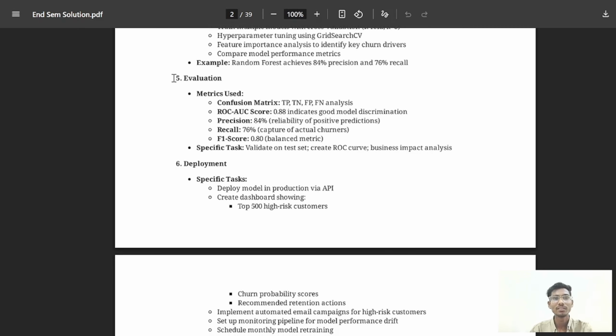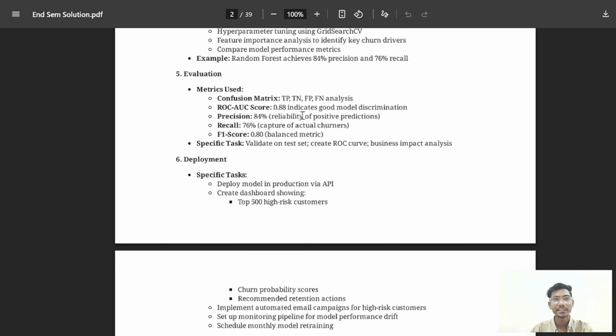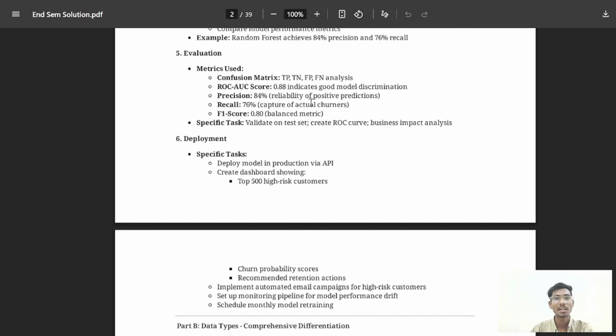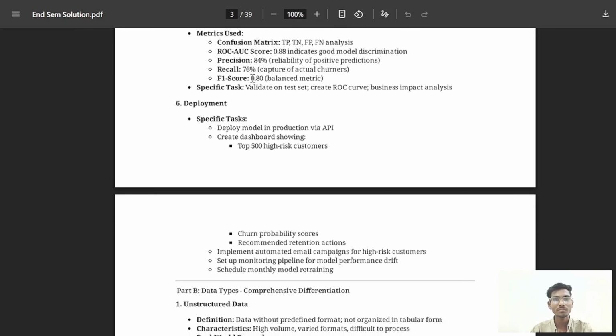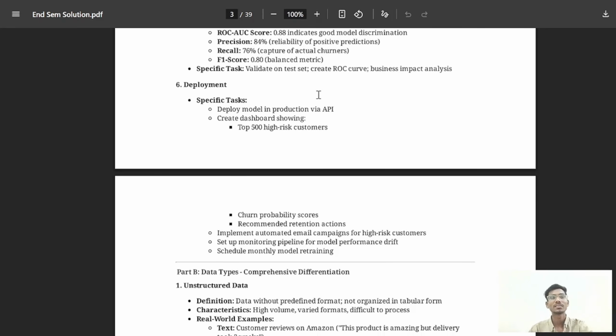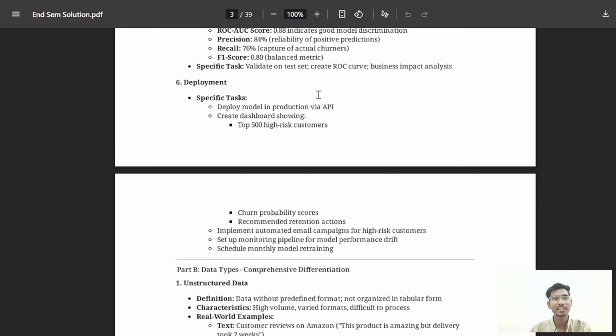Fifth phase is evaluation. Metrics used: confusion matrix, true positive, true negative, false negative analysis. ROC AUC is 0.88, indicates good model discrimination. Precision: 84%, reliability of positive predictions. Recall: 76%, capture of actual churners. F1 score: 0.80, balanced metric. Specific task: validate on test set. Create ROC curve, business impact analysis.